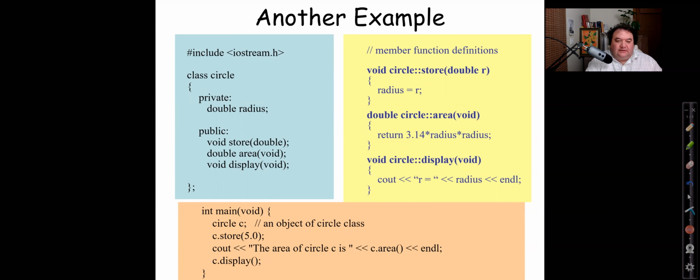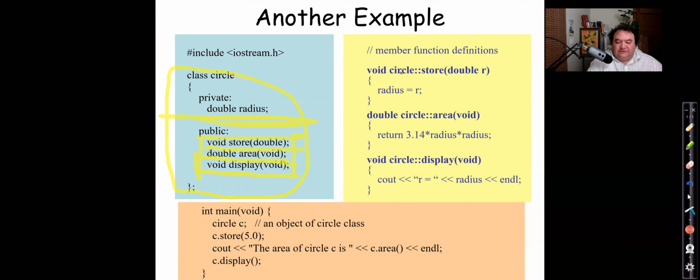So here is a variation on the same concept. Let's say we have a class circle where we store as a private element the radius, and then we have publicly usable methods: storing the radius, calculating the area, and displaying the value of the radius of the circle. Now those are only declared here, they're not defined.